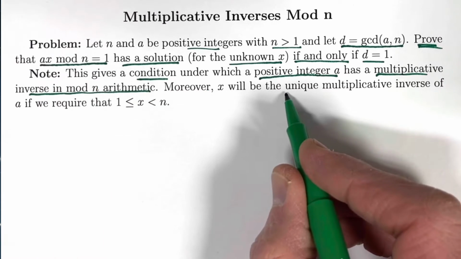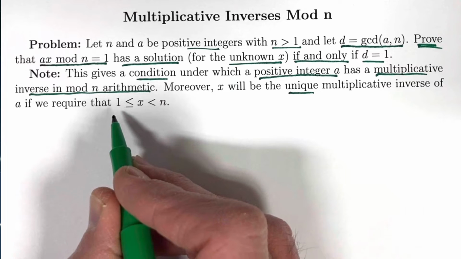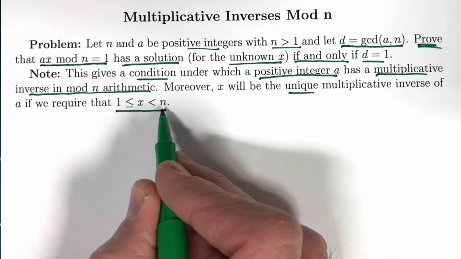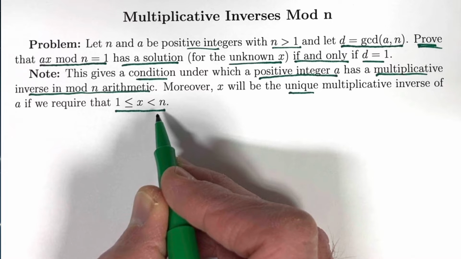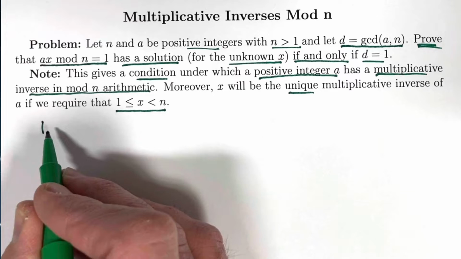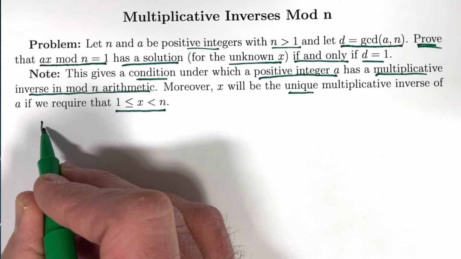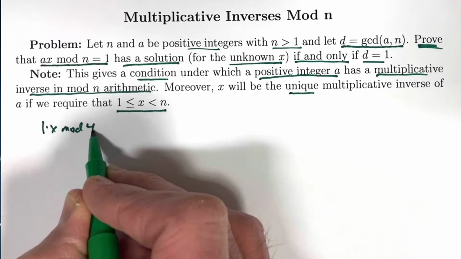Moreover, x will be the unique multiplicative inverse of a if we additionally require that x is between 1 and n, possibly equal to 1, but not equal to n. Before doing this if and only if proof, let's consider a couple examples and also write down a couple facts that we'll need.